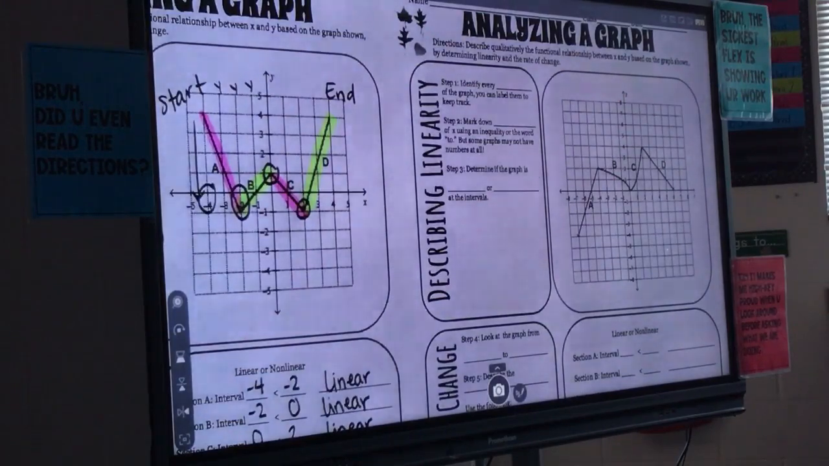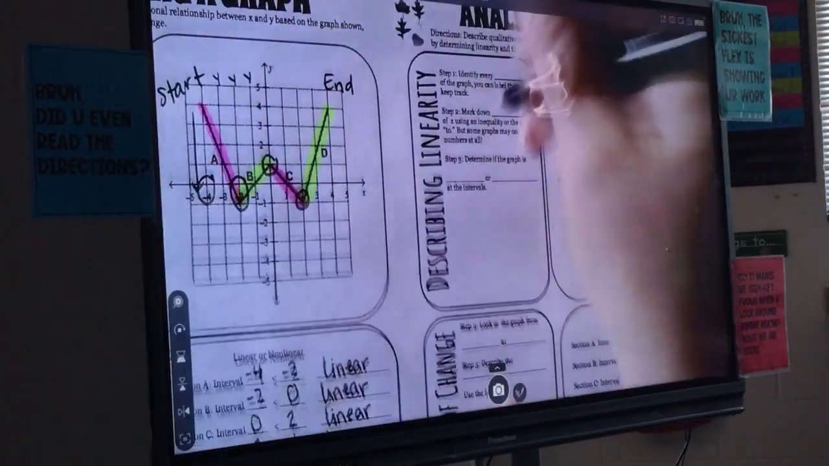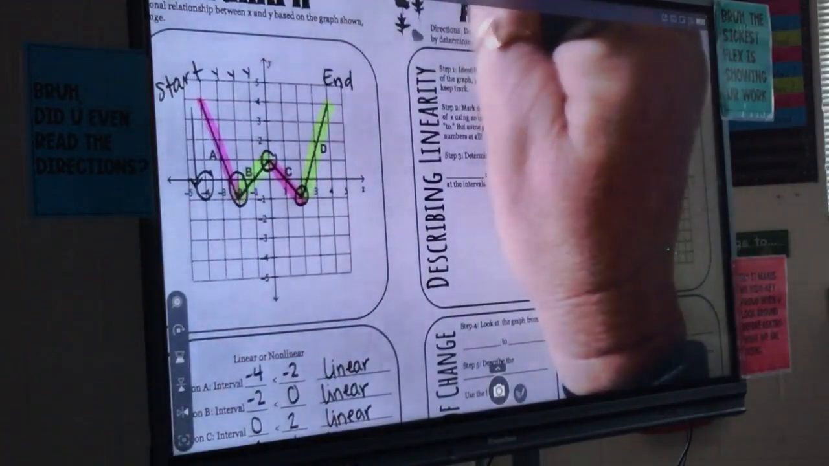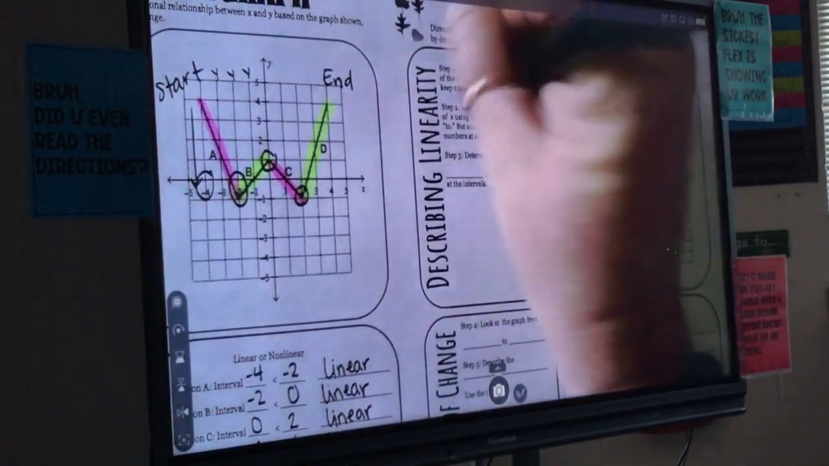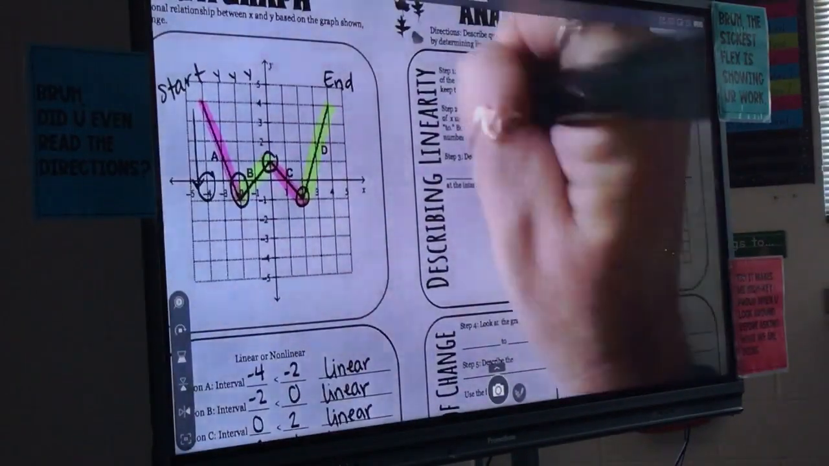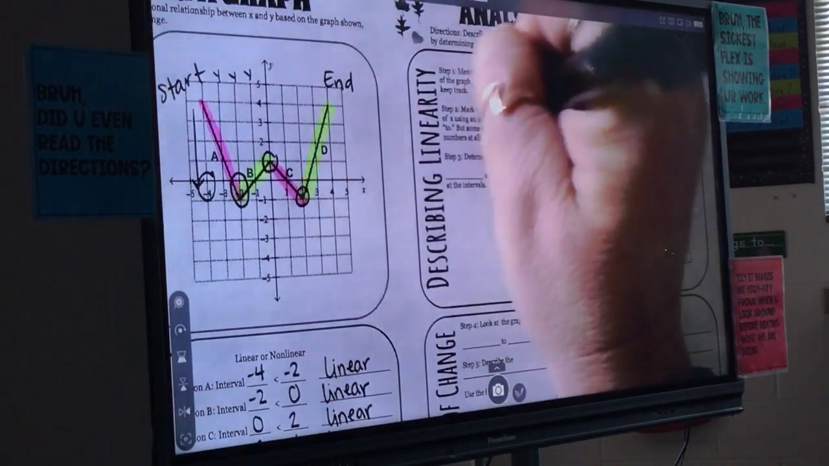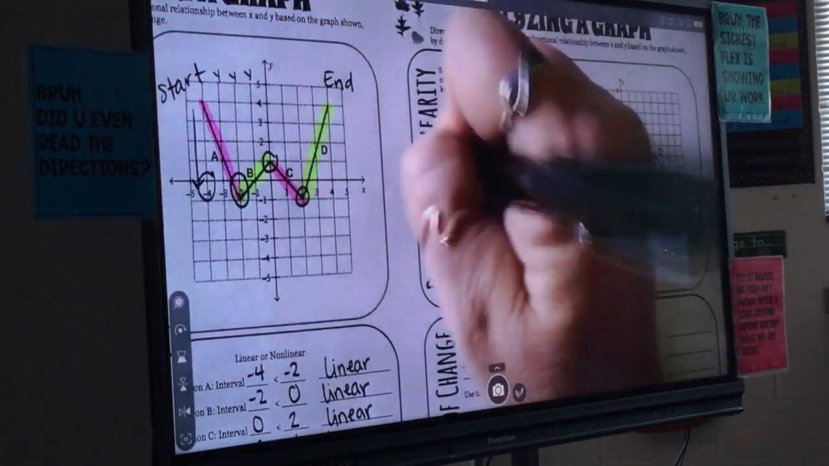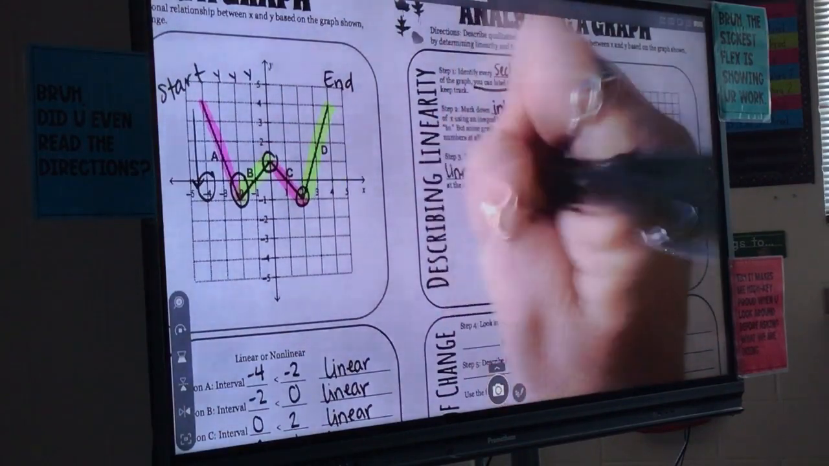All right, so step number 1, what do we have to identify? All the sections. Okay, and again, you can label them if it helps. We're going to color code. All right, we have to mark down intervals. And then we have to determine if the line is linear or nonlinear.